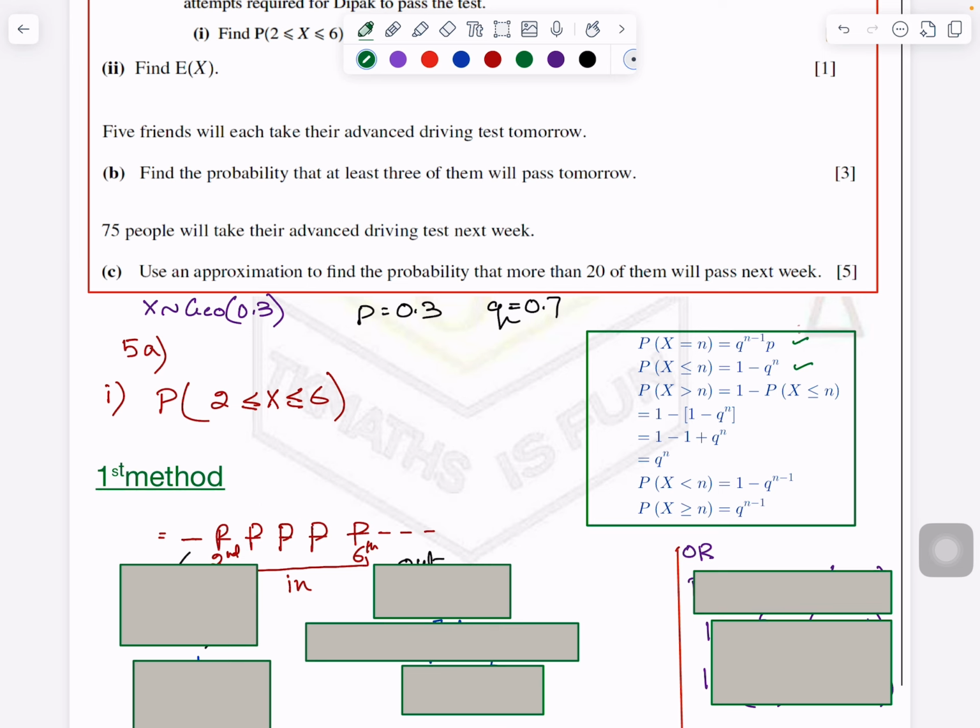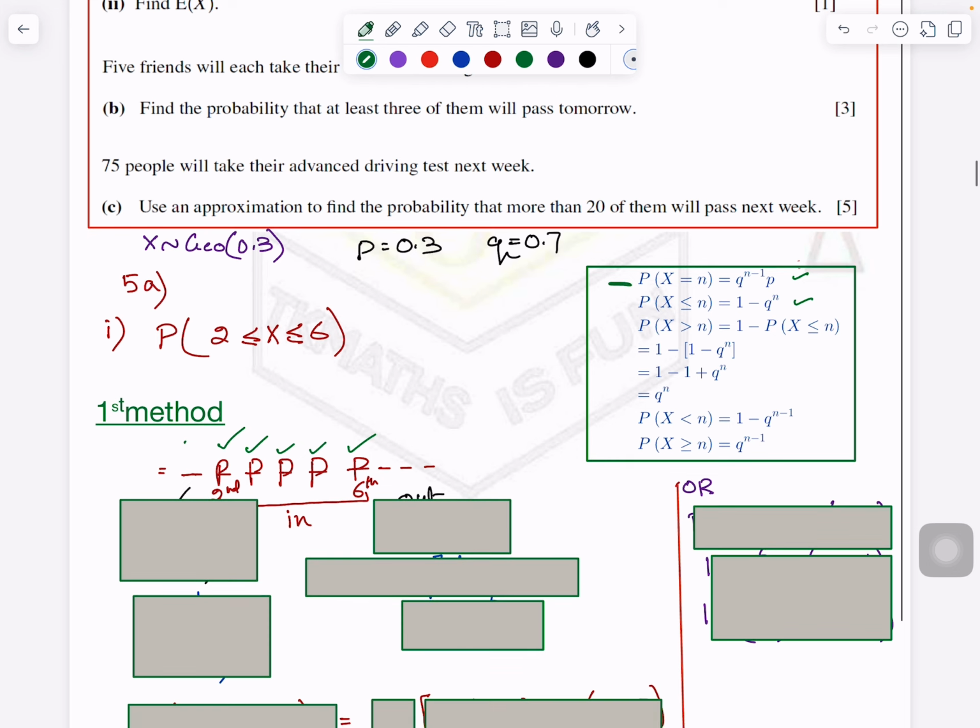So if you see here, first time you don't know, but he's saying the attempt to pass is between 2 and 6. So it was second time, third time, fourth time, fifth time, sixth time. So one method is that you individually find out for X equals 2, X equals 3, X equals 4, X equals 5, X equals 6 using this formula and add up the result. Long method, but not wrong. Or the second method, I'm calling it first method, that was second method. So what I want, see here.